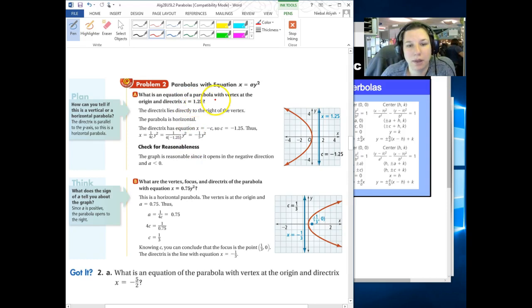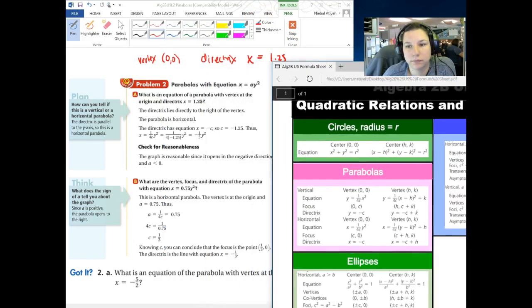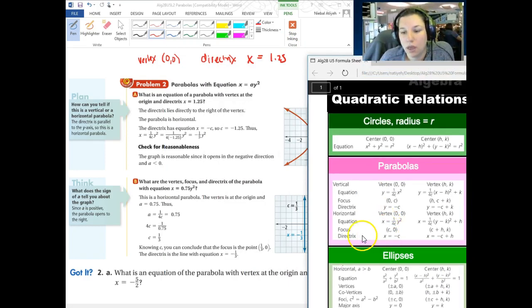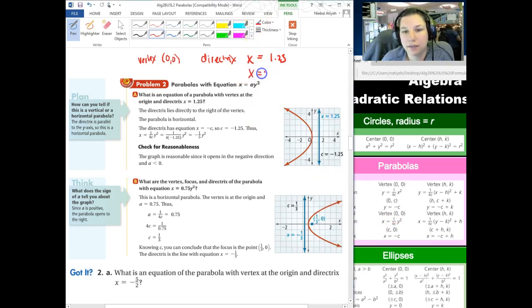What's an equation of a parabola with a vertex at the origin? And it says the directrix is at x equals 1.25. So let's look at our formula sheet. We're looking at horizontal. Our directrix is x equals negative c. So 1.25 equals negative c, so our c is negative 1.25. That's our first piece of information.